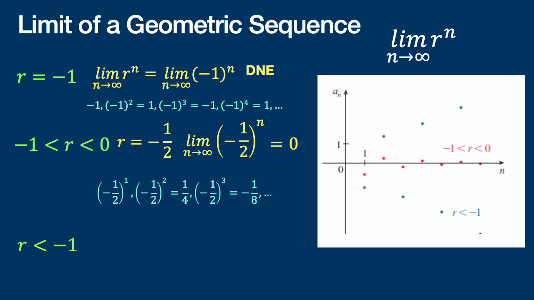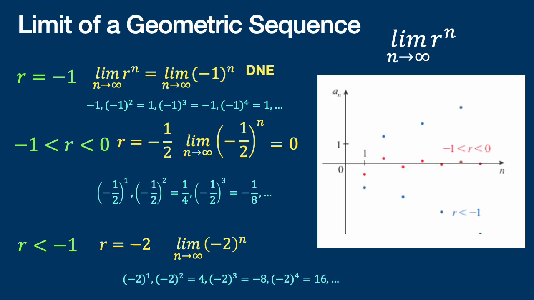So R is less than negative 1. I picked R equals negative 2. Limit of negative 2 to the n. The pattern of this sequence is going to be negative 2, 4, negative 8, 16. So see that? Alternating negative 2, 4, negative 8, 16, but they go far from any one point. So the limit does not exist.